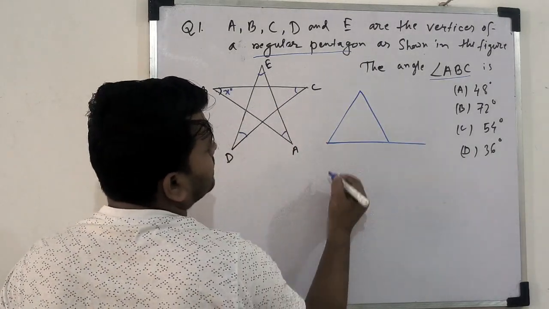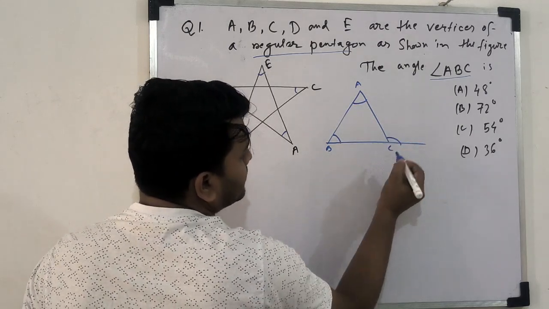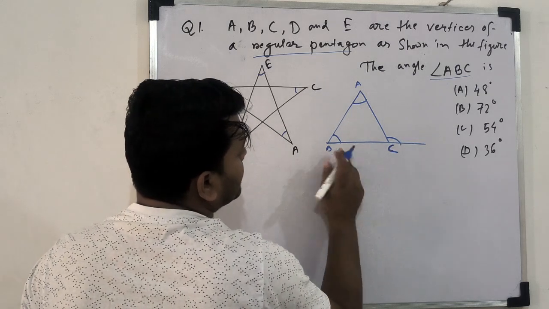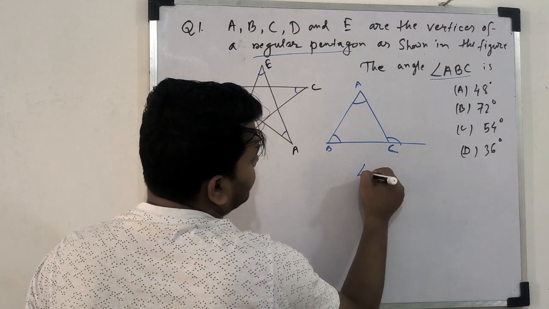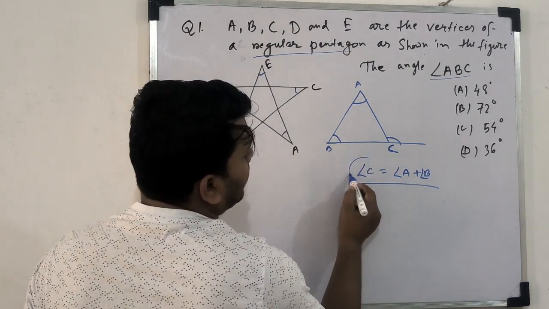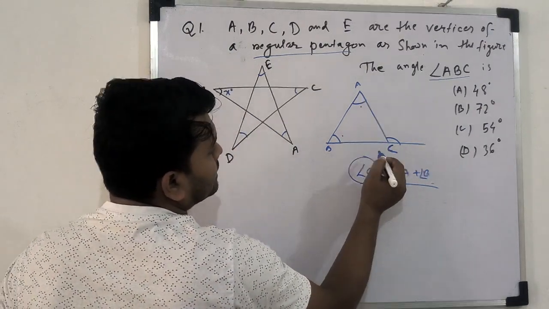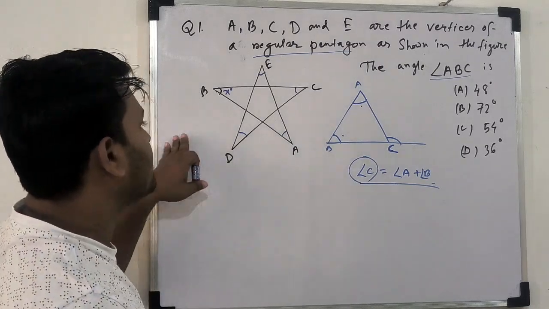This is a triangle, and these are interior angles and this is the exterior angle. If this is angle C, and these are angles A and B, then a property says that angle C equals angle A plus angle B. That is, the exterior angle equals the sum of the two interior opposite angles. We will solve this problem using this property.